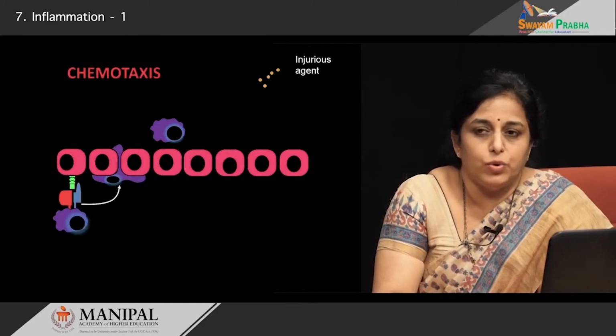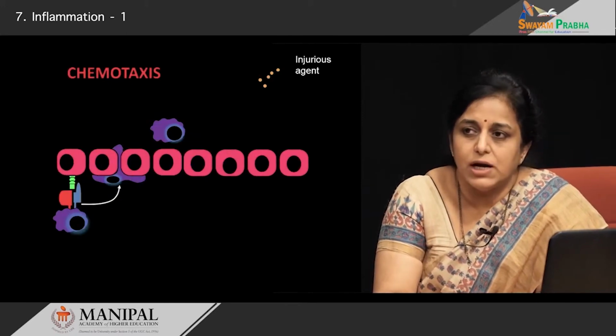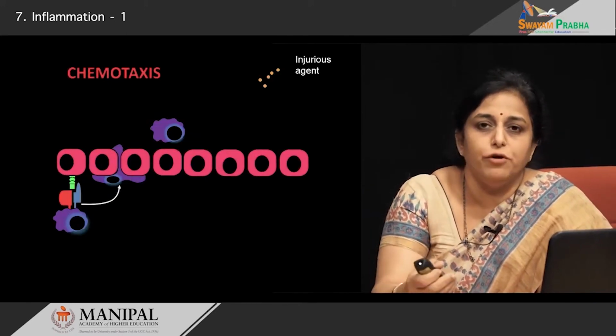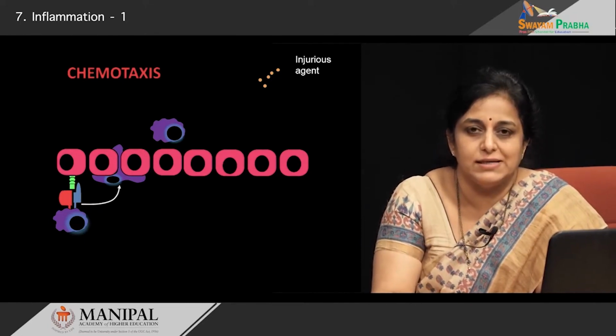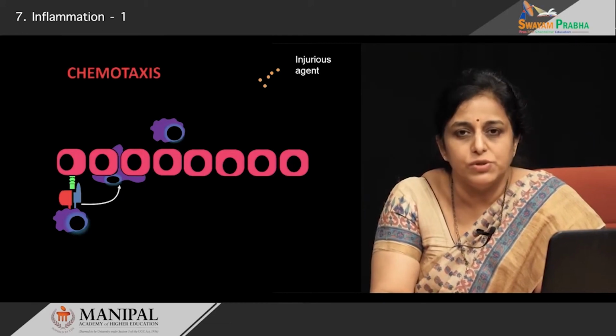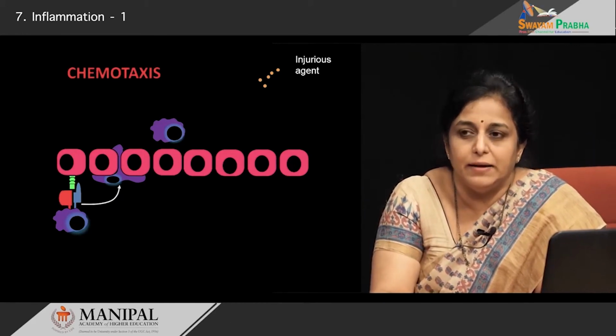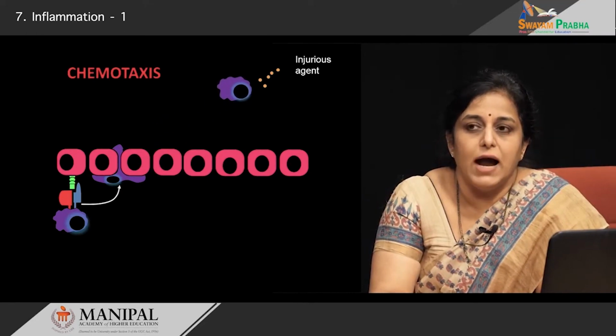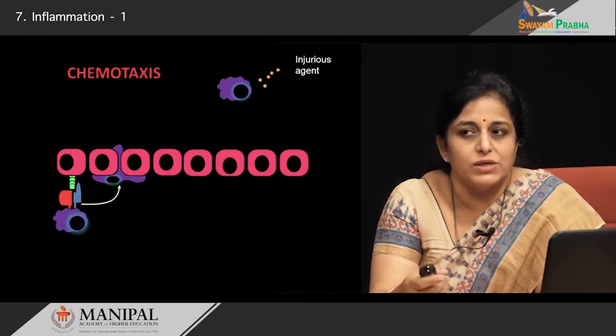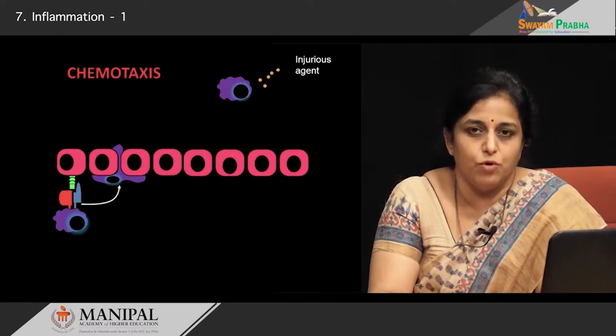Now once they have come into the extravascular site, they have to move to the site of the injury, wherever the bacteria or any injurious agent is there. So that is the purpose. They have to reach the site of injury and eliminate them. So you can see the leukocyte now moves to the site of injury, and this movement of the leukocyte to the site of injury is called chemotaxis.